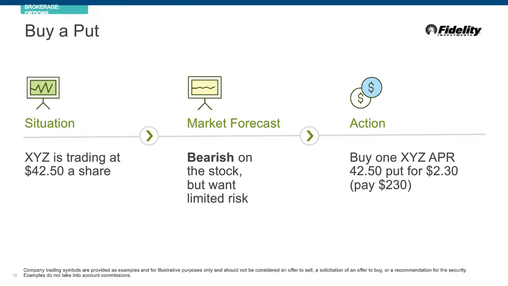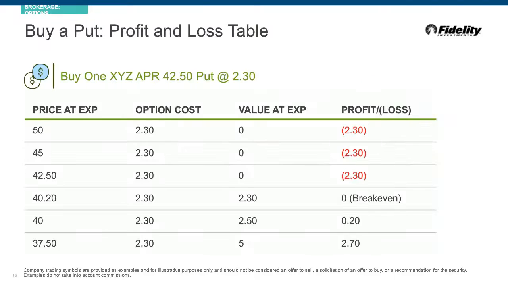So as with our call example, let's go ahead and work through our profit loss table on this example as well. We've got the price of the stock at expiration on the far left, then the option cost and the option value at expiration in the middle column, and the profit loss on the far right. Here we see that as the stock price falls, the put becomes more valuable.